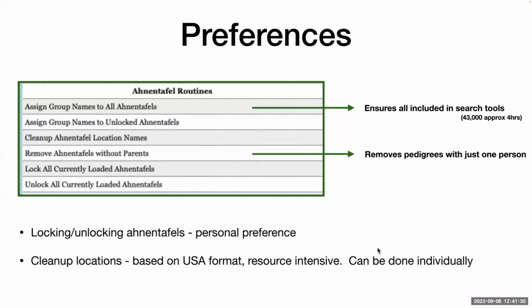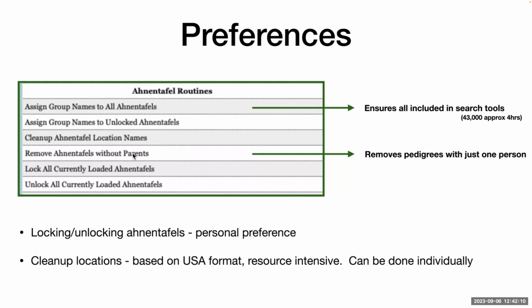And one of the things I would do is, if you've loaded a lot of trees, you might want to run this routine, which is in preferences, assign group names to all Ahnentafels. That'll make sure that they actually all get updated. Now, I did this for 43,000. I'm not sure if that's trees, can't be trees, 43,000 relatives maybe. And it took about 4 hours. So you'll need to set aside some time to do that, but it is quite useful because it'll make sure that those tools work properly.